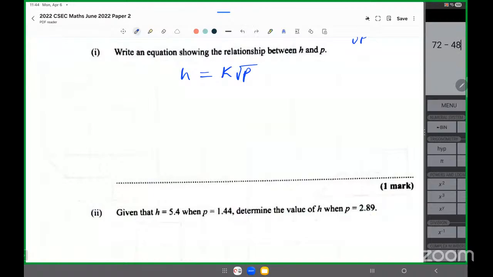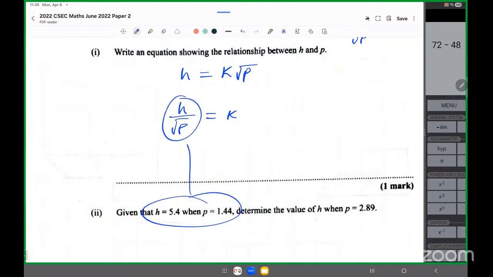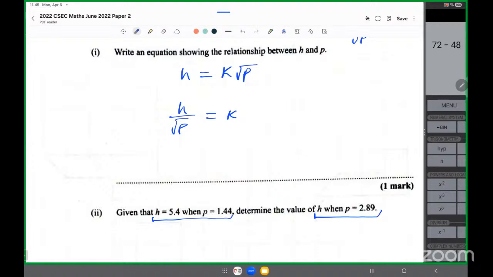Now what you're going to do, you're going to make K the subject of this expression, because the K is a constant. So if you make K the subject, you would take this root P and divide it under here. And you will get that H over the square root of P is always equal to a constant. So for any pair of values, the H over the square root of P is the same all the time. All right? So H over the square root of P for these two equals the H over the square root of P for these two, where you're trying to find this H in this instance.